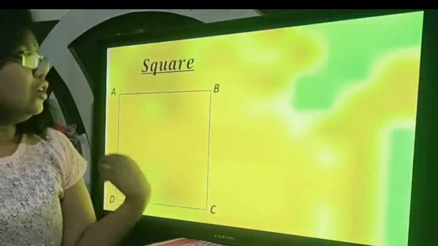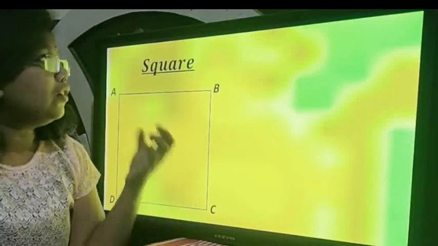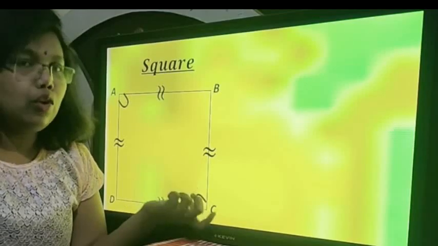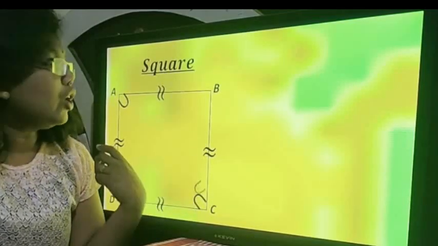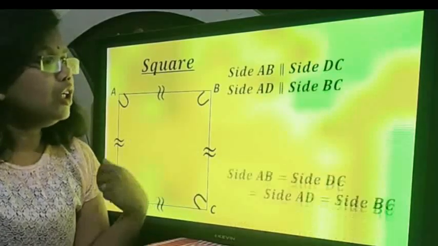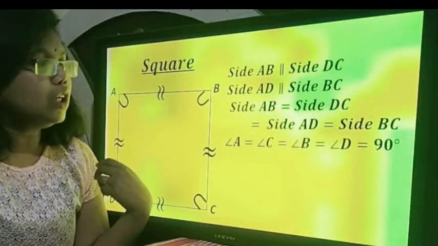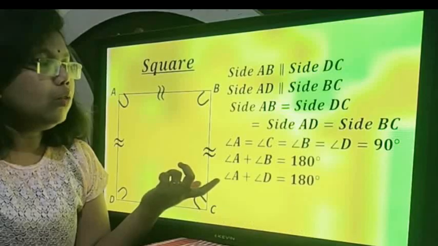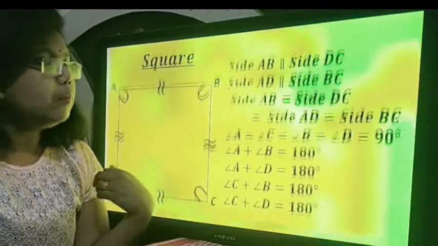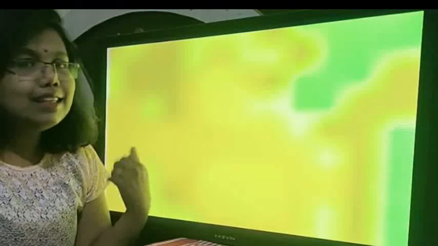Now square means how generally the structure of a square looks. Opposite sides are equal, but then square, we know, is a special kind of quadrilateral where all the angles and all the sides are equal. Therefore, we mention here all the sides which are parallel, the sides which are equal, the angles which are equal. The opposite angles, the adjacent angles, addition is always 180 degrees. Now here we start with our examples.